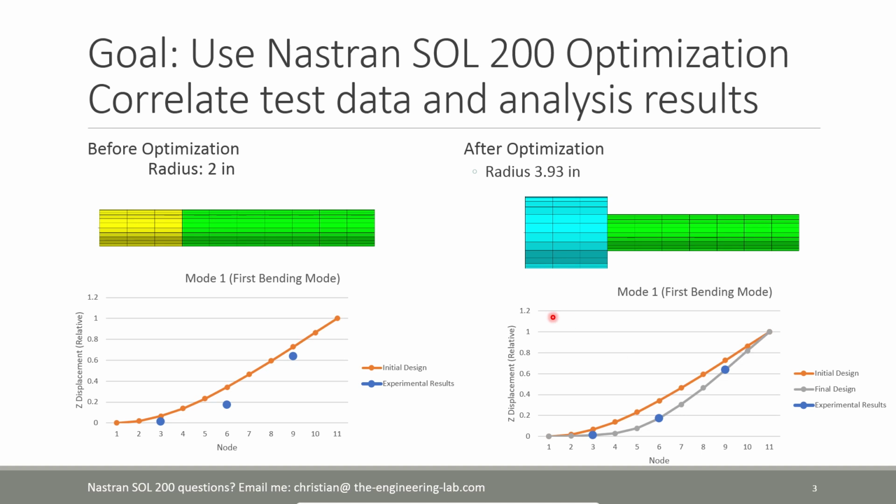So how are we going to do this? We are going to let the cross-sectional radius of a section of this finite element model vary. And by the end of the video, what you are going to find is that our new mode shape here in gray is going to align with the actual experimental results. So we will have achieved model matching by the end of the video.